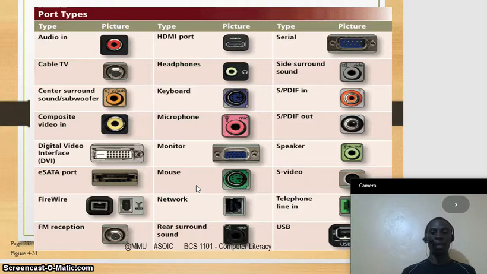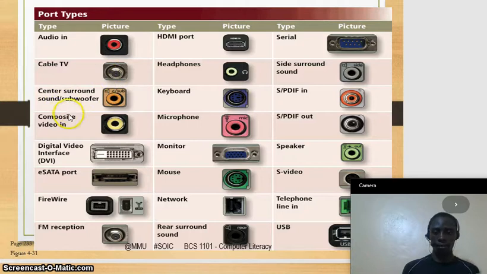We are continuing with our last slide that we had before the end of the previous lecture. We were talking about types of ports or port types. There are different types of ports that are found on the computer case, on different types of computers. So we start with what we are calling the audio in. Okay, the audio in. We have the cable TV. This one is found on the TV.